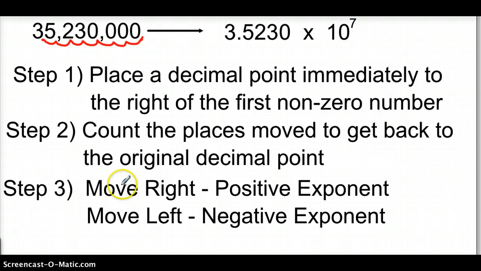Third step says if we move to the right, we got a positive exponent. If we move to the left, we got a negative exponent. We move to the right when we got from our new one to our original one. So our exponent is 10 to the 7th. So that's 3.523 times 10 to the 7th power. Let's look at another one.